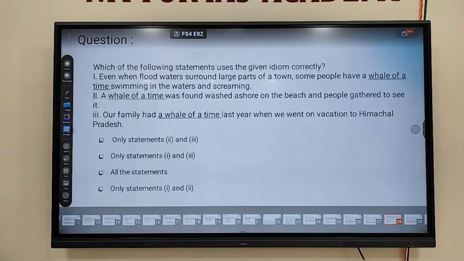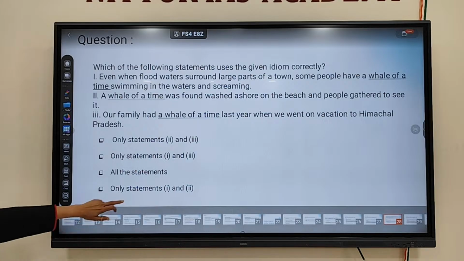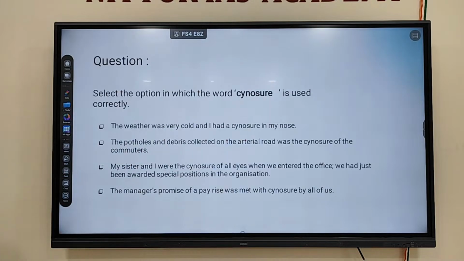Okay, let's see another sentence. A whale of a time was found washed ashore on the beach and people gathered to see it. Enjoyment came on the shore and people were seeing it. Doesn't make sense. Our family had a whale of a time last year when we went on vacation to Himachal Pradesh. Yes. So we are having option 1 and 3. Option B is the correct answer. Moving on.